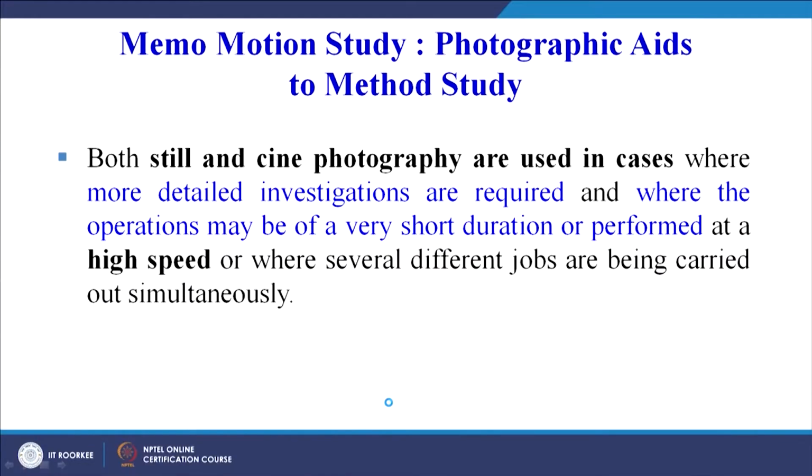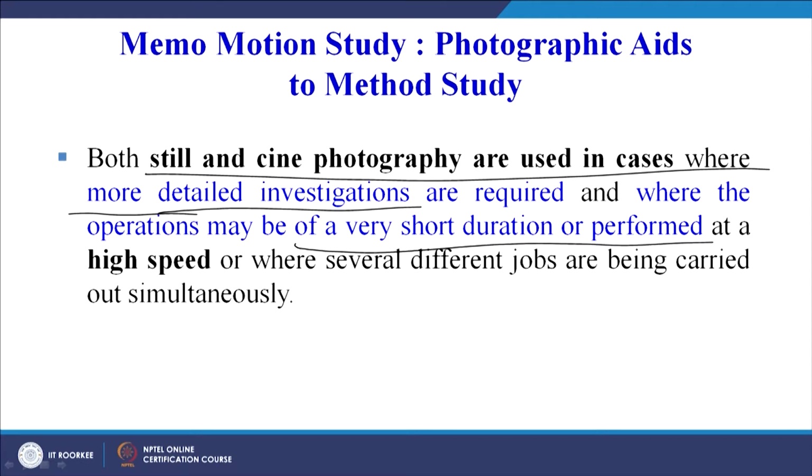Both still and cine photography are used in cases where more detailed investigations are required. So it is our choice. In case we want a more detailed investigation, we can go for a combination of still and cine photography also, where the operations may be of very short duration, as in the case of micro motion study, or performed at high speed.